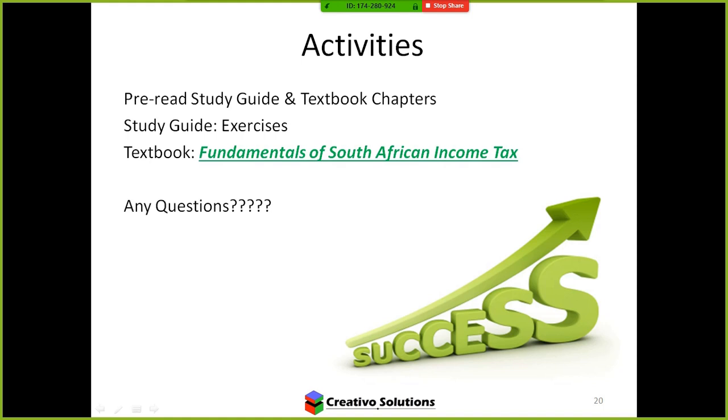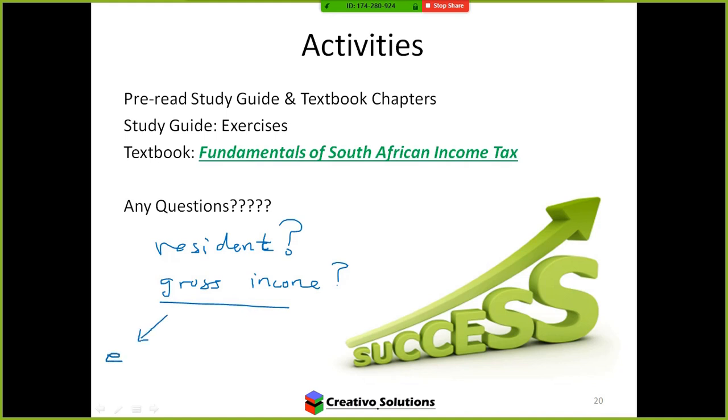It's quite a heavy chapter in terms of theory because this is the first time that we're actually looking at the legislation. So maybe just to highlight one or two things just to sum up. Most important, residence: non-resident or resident. Second thing you need to look at, gross income. Is it gross income or isn't it? And then if it's not gross income, will it be an exemption or will it be a special inclusion?